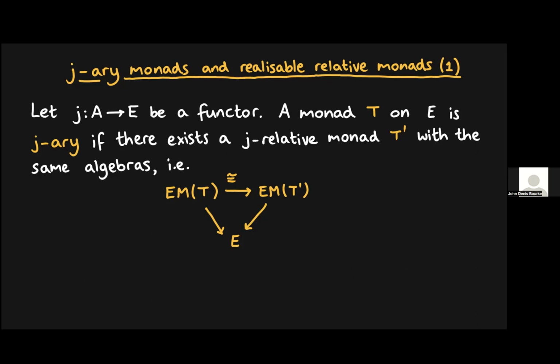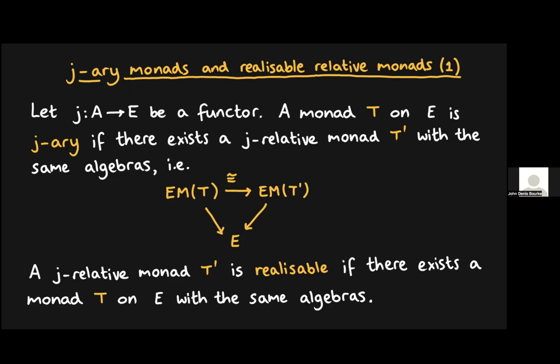So we're going to say that a monad, we're going to fix the functor J as before. I'm going to say a monad on the codomain of J is J-ary if there exists a J relative monad with the same algebras. And by the same algebras, I mean that the categories of algebras are isomorphic, and the isomorphism commutes with the forgetful functors to the base category.